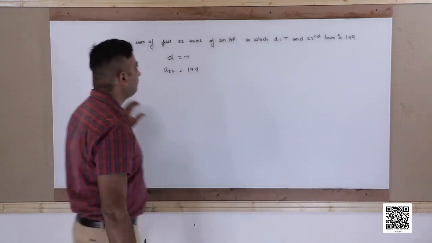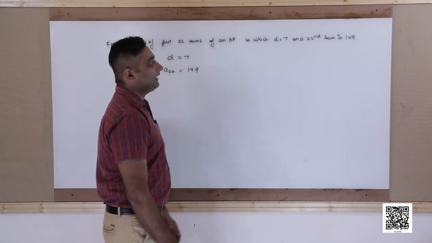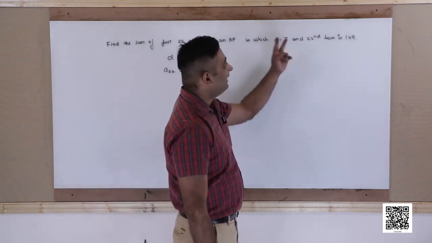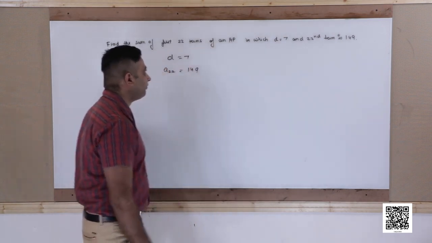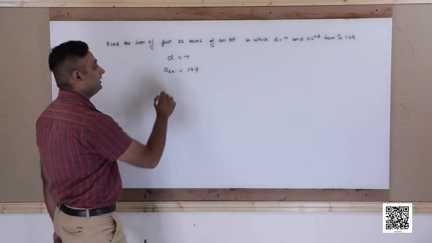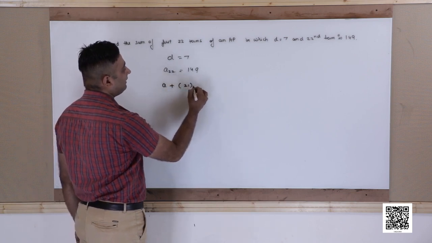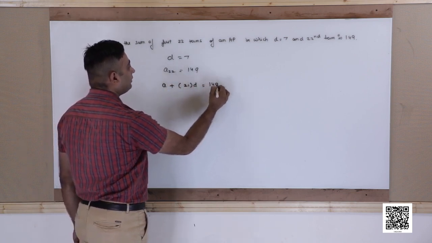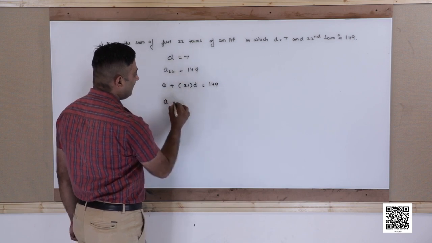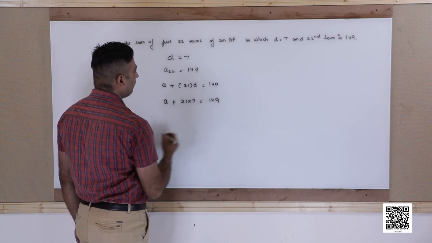Dear students, let us do one more problem. Find the sum of first 22 terms of an AP in which common difference is 7 and the 22nd term is 149. That means d is 7 and a22 is 149. This means a plus (22 minus 1), that is 21 into d is equal to 149. But we know the value of d. That means a plus 21 into 7 is equal to 149.